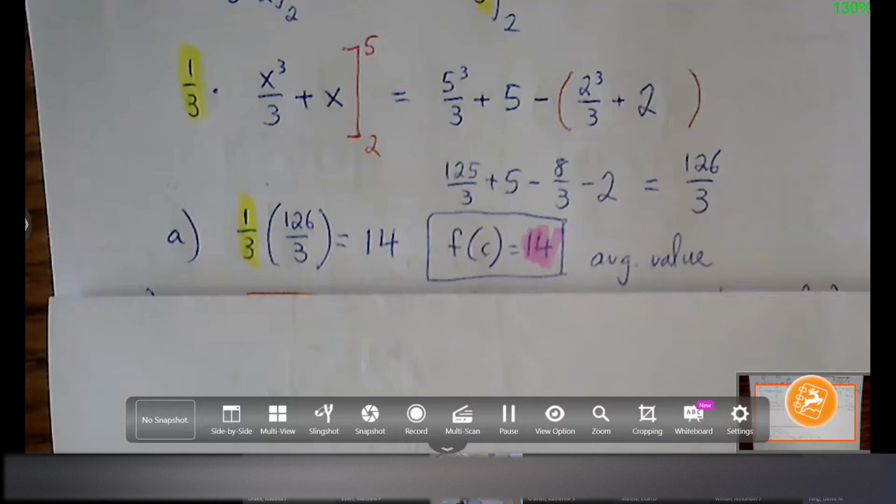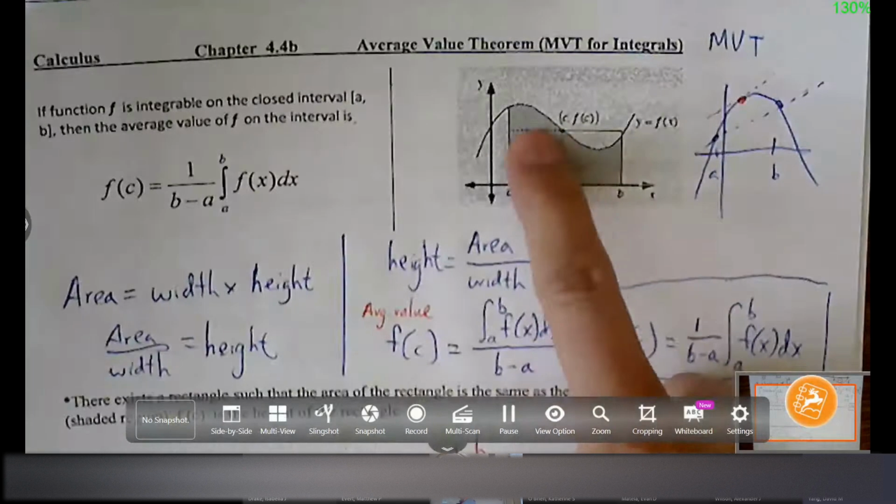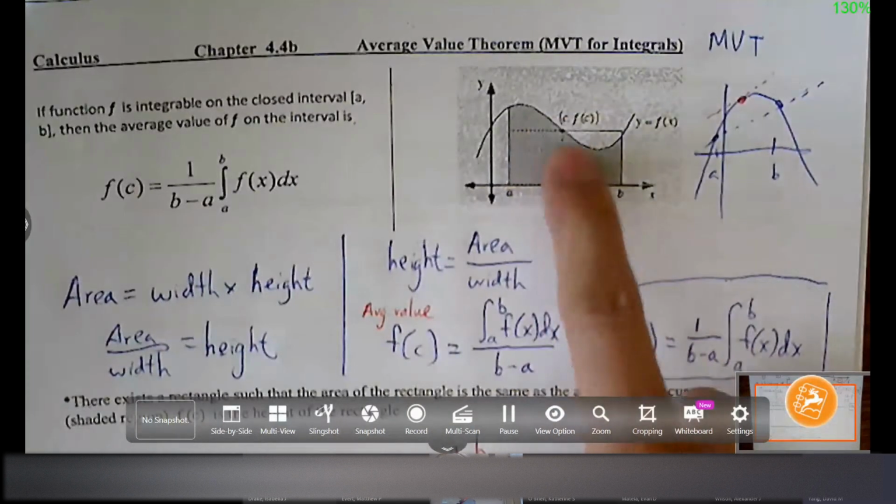So that's part A. We have the average height. If we're able to take that shape of the graph and mold it into a rectangle, the height of that rectangle will be 14. Okay, any questions with part A? Okay, so now part B is we want to know where that height is located on the graph. We want to know what is the x value of that location.